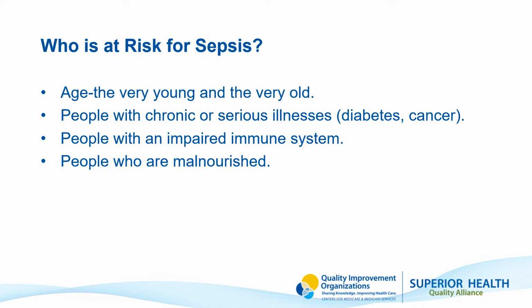Those at the highest risk of developing sepsis include the very young and the very old, as well as people with chronic or serious illnesses such as diabetes and cancer, and those who have an impaired immune system. People who are malnourished can also contract infections more easily.